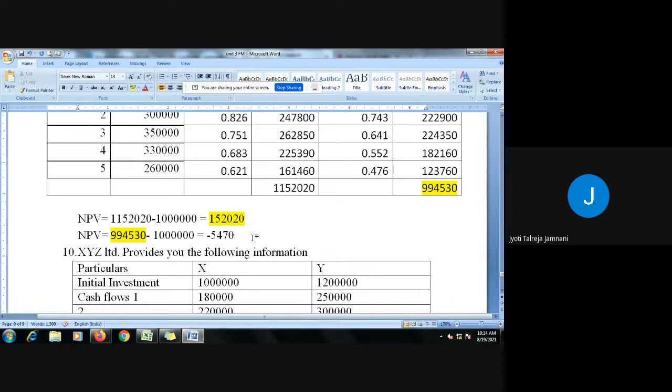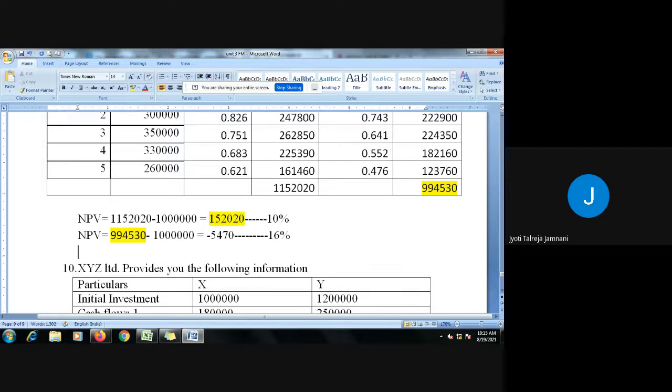Now we have two rates. One is 10%, at which I got a positive NPV, and the other is 16%, at which I got a negative NPV. Using these two rates, we are going to find the IRR. Out of these two rates, one is the higher rate and the other is the lower rate. Can anybody tell me which is higher and which is lower? 10 and 16, which is higher? 16%, right?